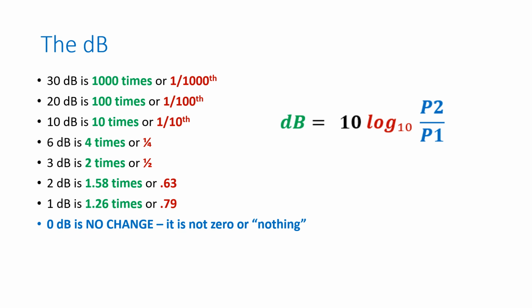0 dB means you have no change. It does not mean you have nothing. It means nothing has changed. So dBs indicate the amount of change. If you have no change, by the way, we often say 0 dB is unity gain. Well, you could really say unity loss as well. But just keep it in your mind that 0 dB does not mean nothing. It just means nothing has changed.